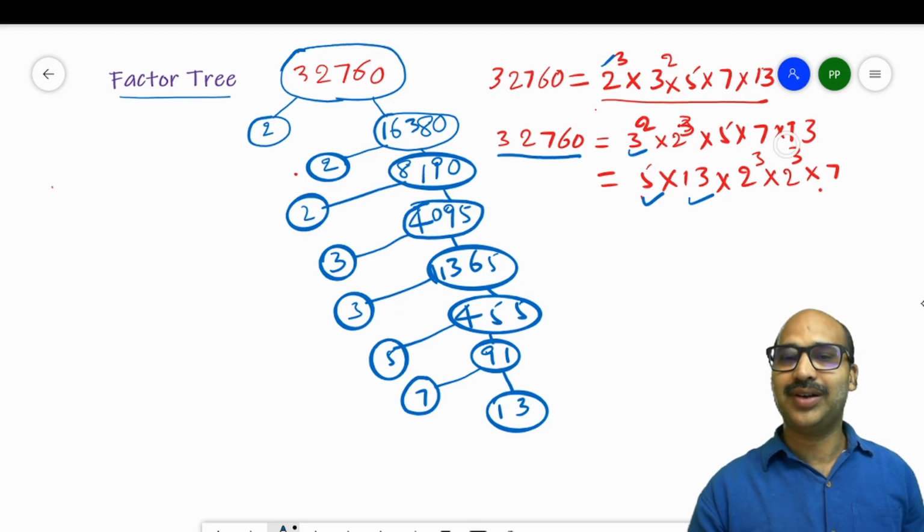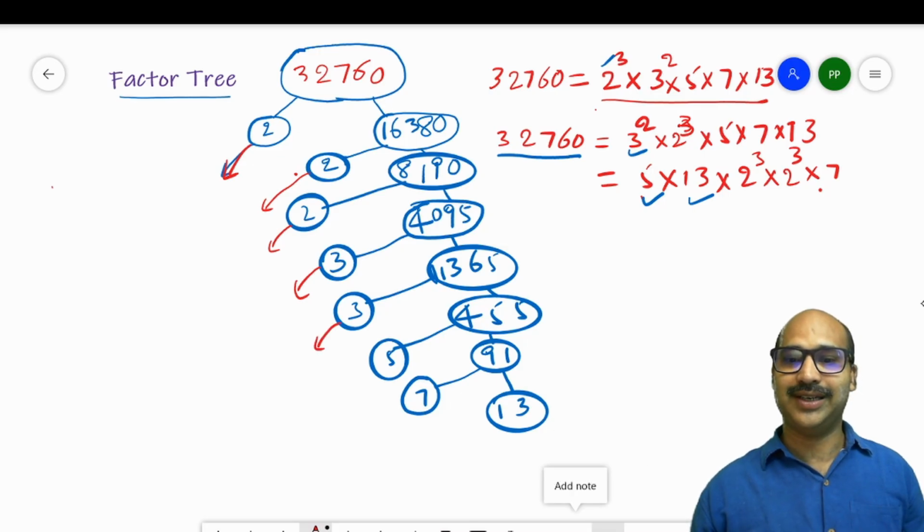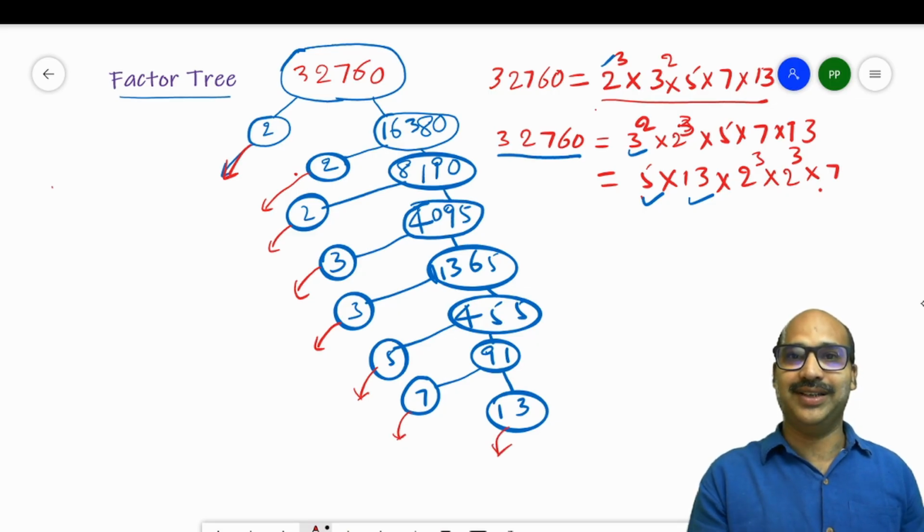These are all called prime factors because this particular factor cannot be factorized further. This 2 cannot be factorized further. This 2 cannot be. Similarly this 3 cannot be factorized further. This 3 also cannot be factorized further. This 5 cannot be factorized further. This 7, this 13, all these cannot be factorized further. So these are called prime factors.